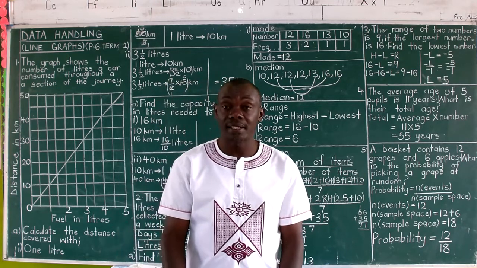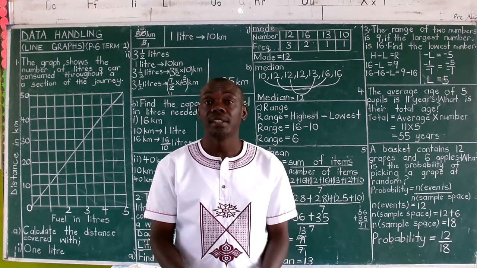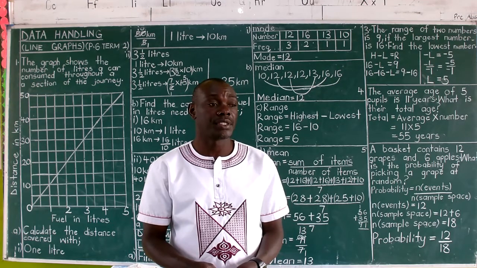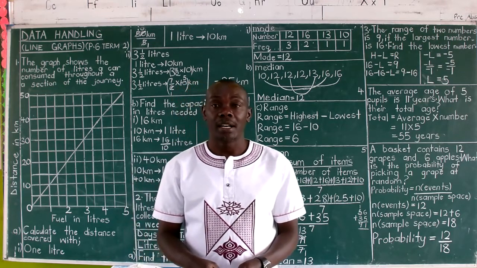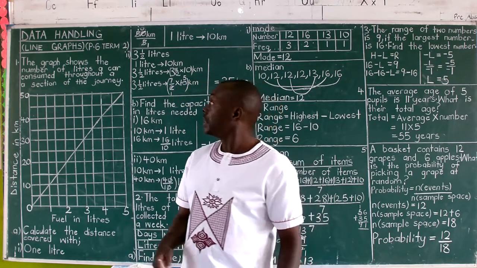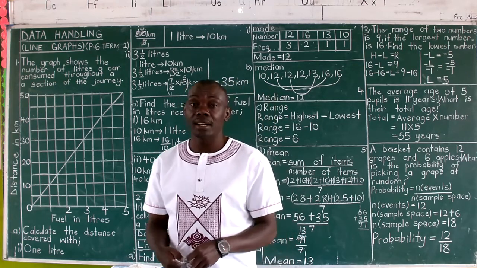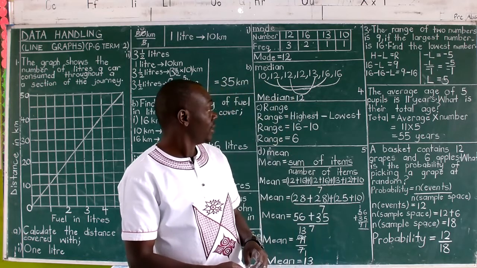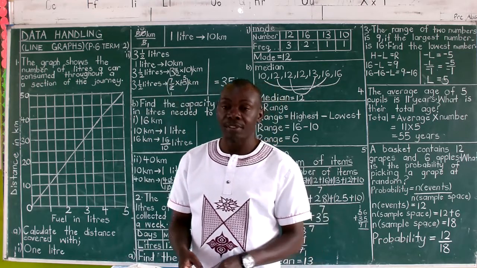Today we are still looking at data handling, or graphs and interpretation of information. We looked at the different graphs, like a line graph, a bar graph, a histogram, and a pie chart, also called a circle graph. Today we are looking at a line graph, then later we shall handle the data in statistics and see how we can deal with such.